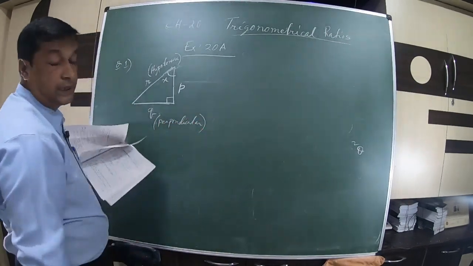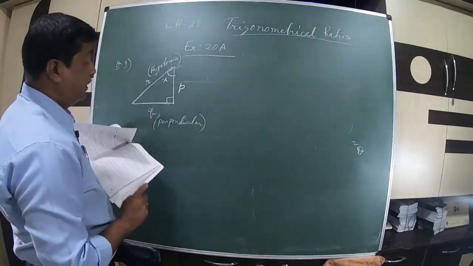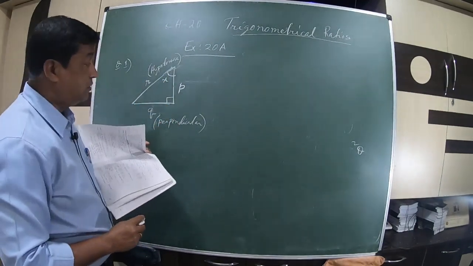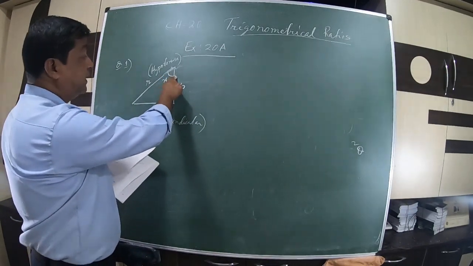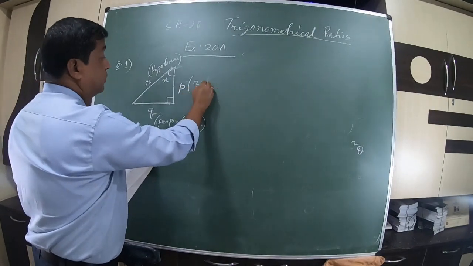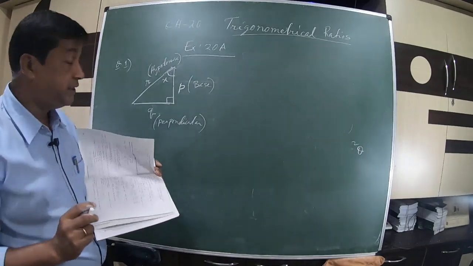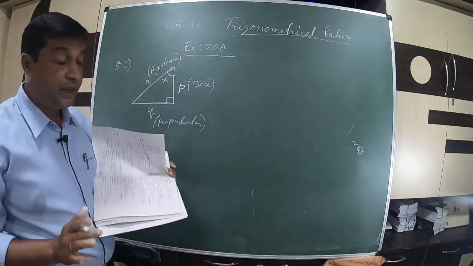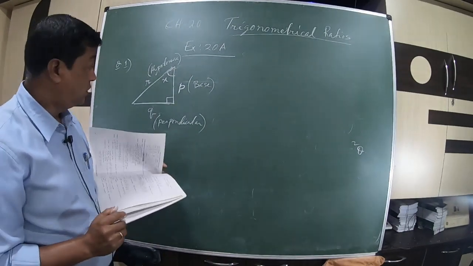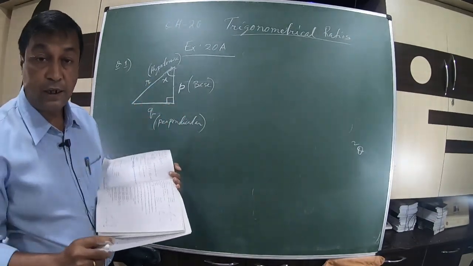Is that clear? The side opposite to the given angle will be the perpendicular, and the third side, which makes the given angle with the hypotenuse, will be the base. Now whenever you get these diagrams, first of all you find out which one is the perpendicular, which one is the base, and which one is the hypotenuse. That is the first work, because without that you cannot find the given ratio.